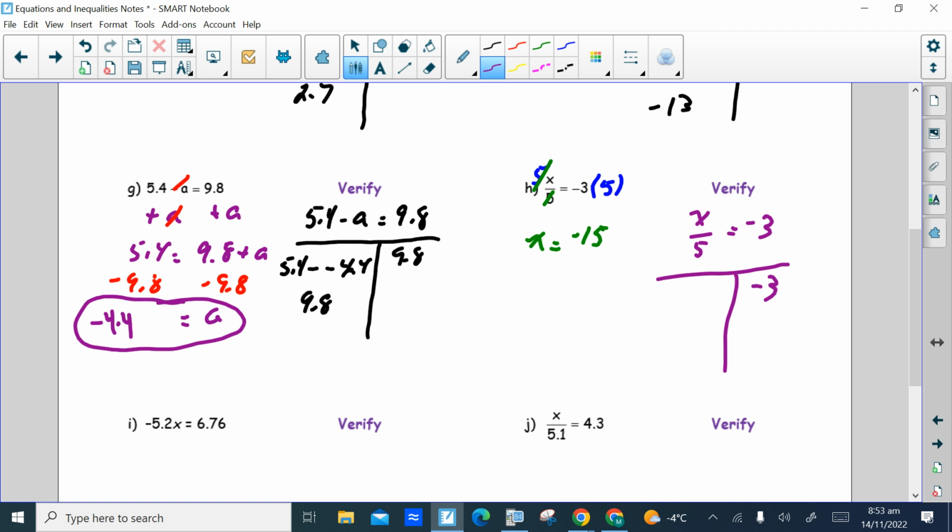So on the right side, we have negative 3. On the left, it's negative 15 divided by 5, which is negative 3. It checks. We've just shown that our answer is correct.